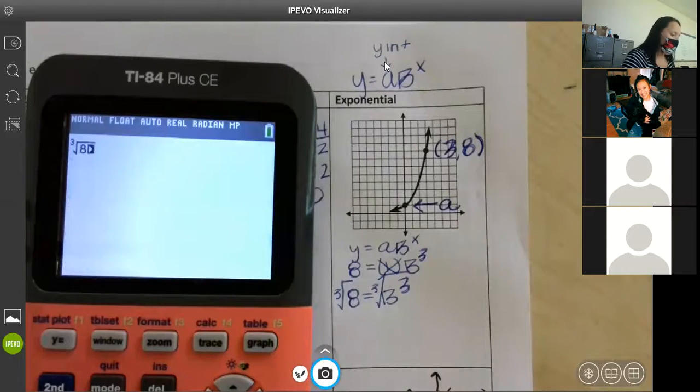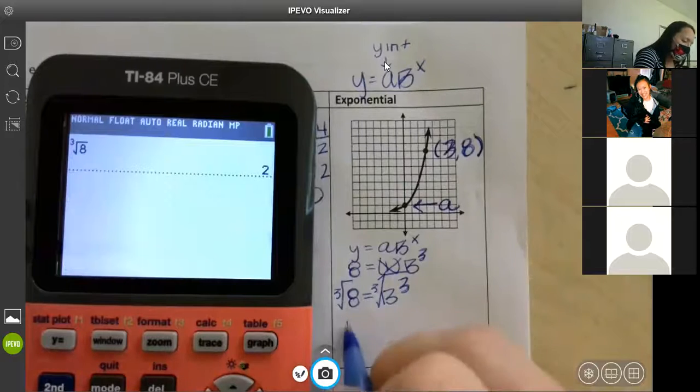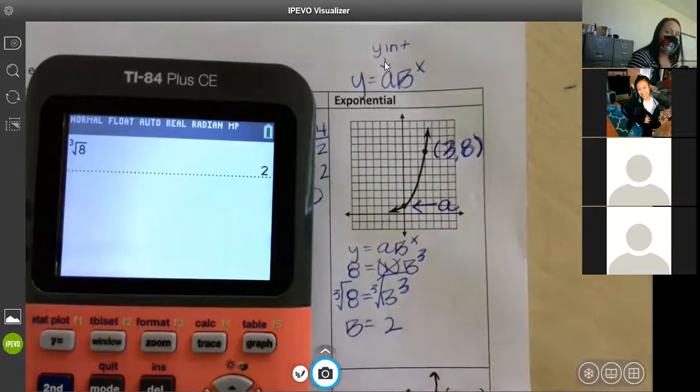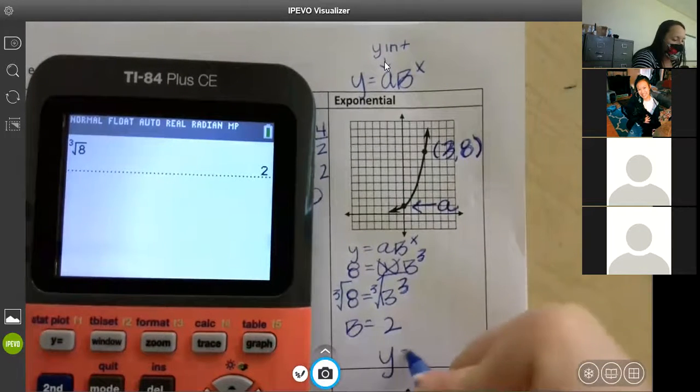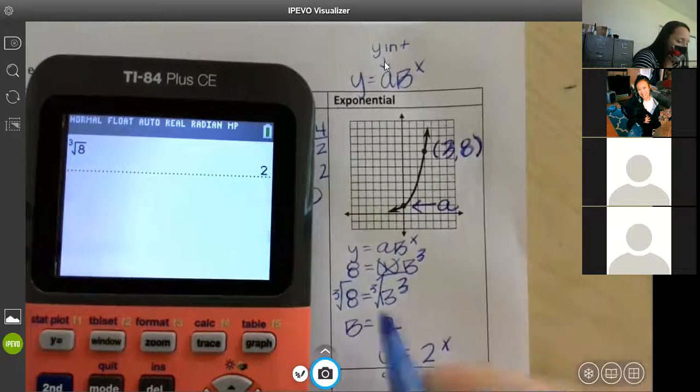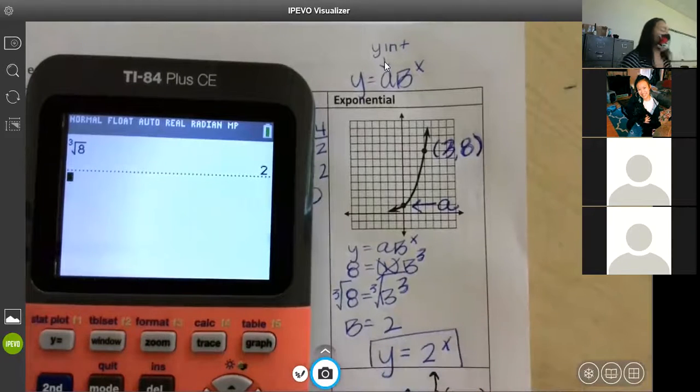So cube root of 8, and we get that b is 2. So our equation is y equals 2 to the x. We don't need the 1 in front. If you put it in there, that's perfectly fine as well.